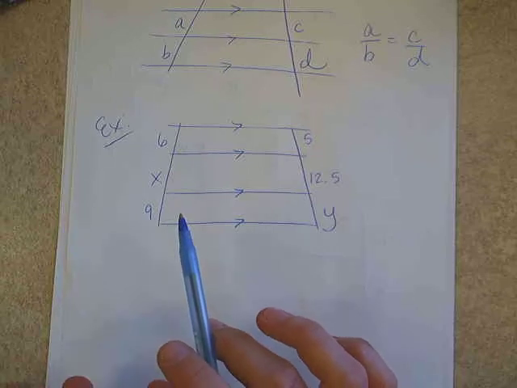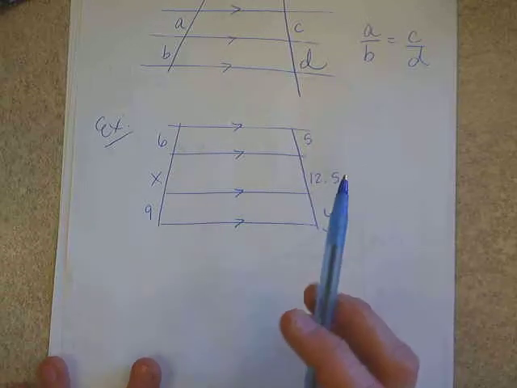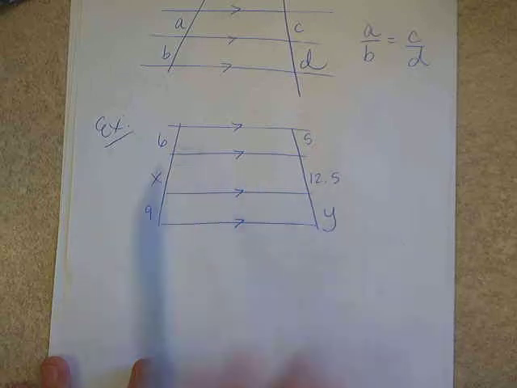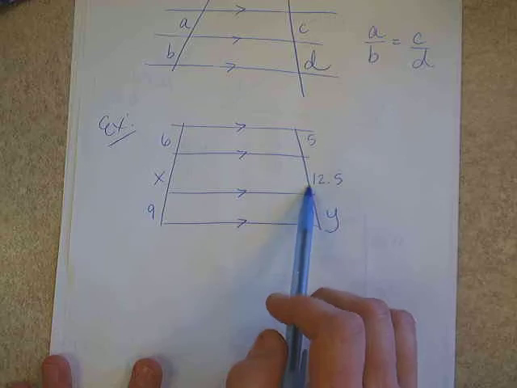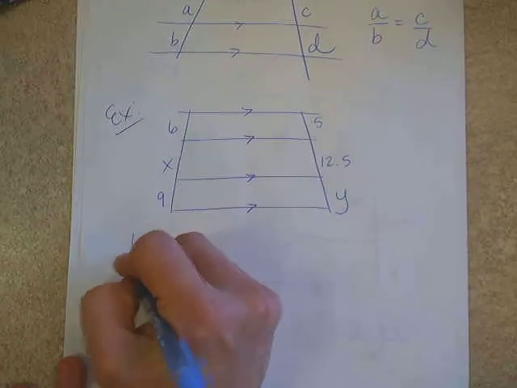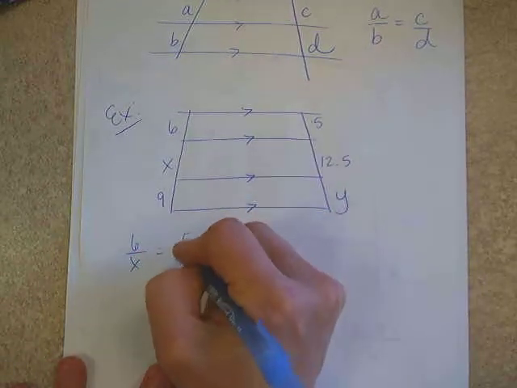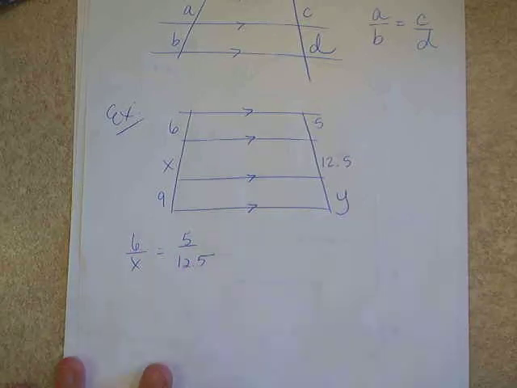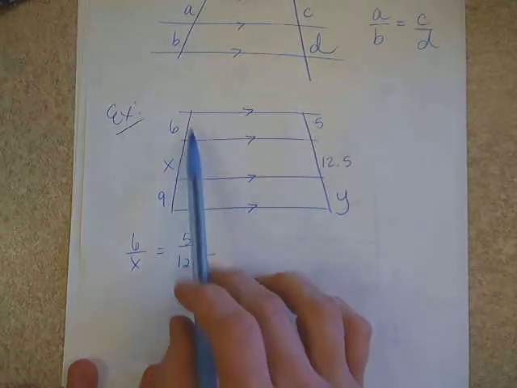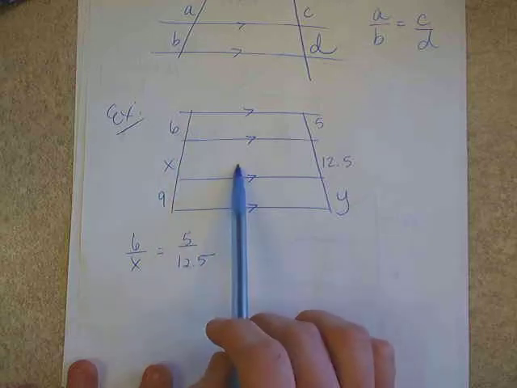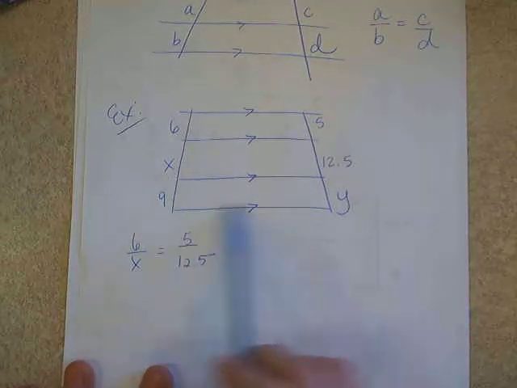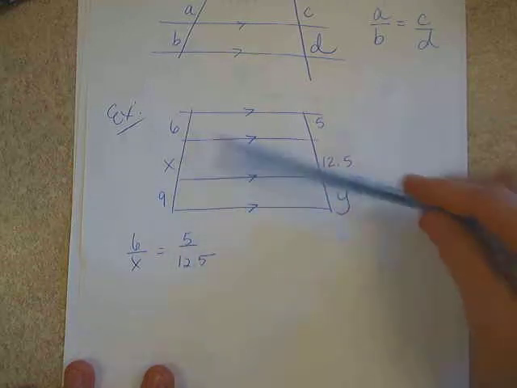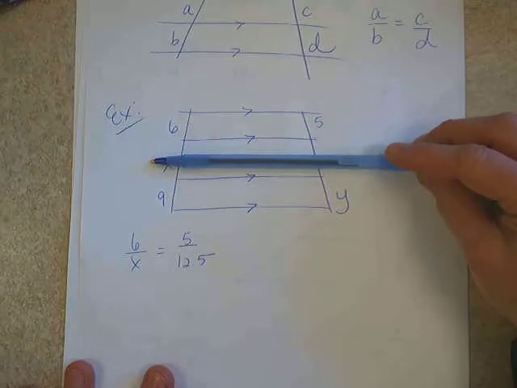Now some of you might be looking at the bottom here thinking, ooh, we've got x and y in both of these. I'm going to have to find x and use it to find y. I wouldn't do that. You're going to have to find one at a time, obviously, but the first proportion I would set up would be 6 over x equals 5 over 12.5. That's using 3 out of 4 known values.